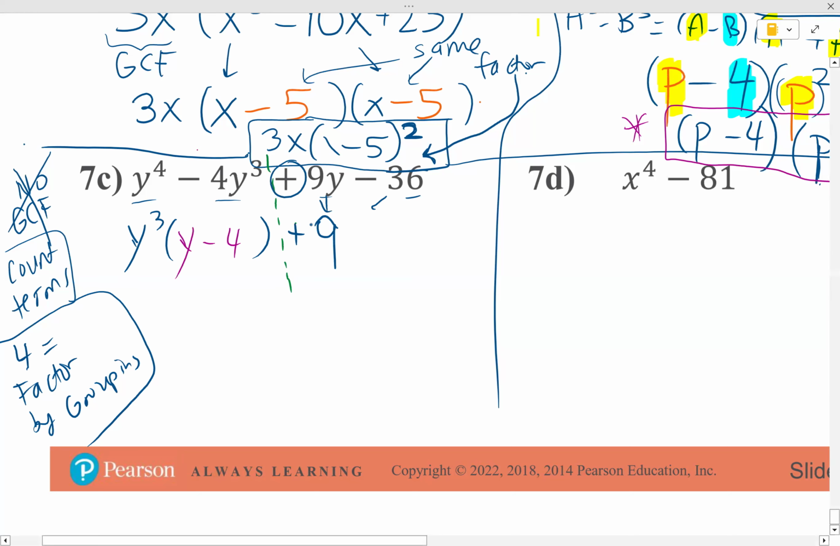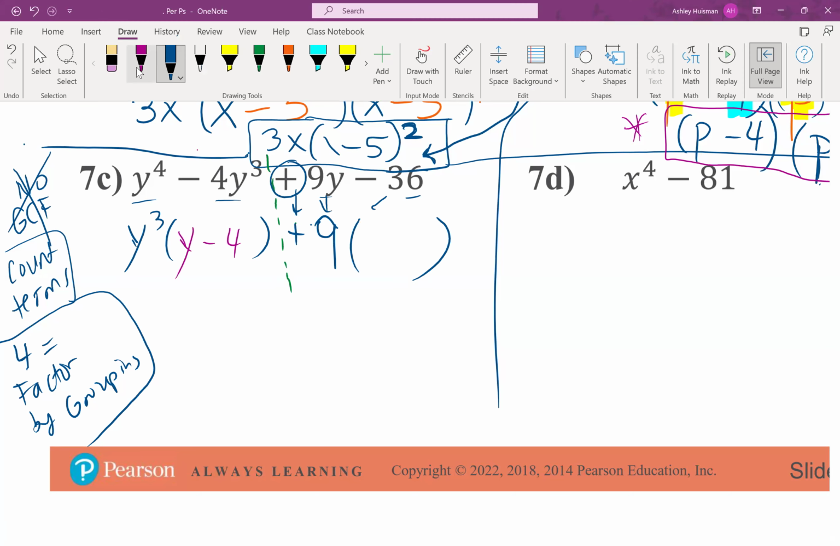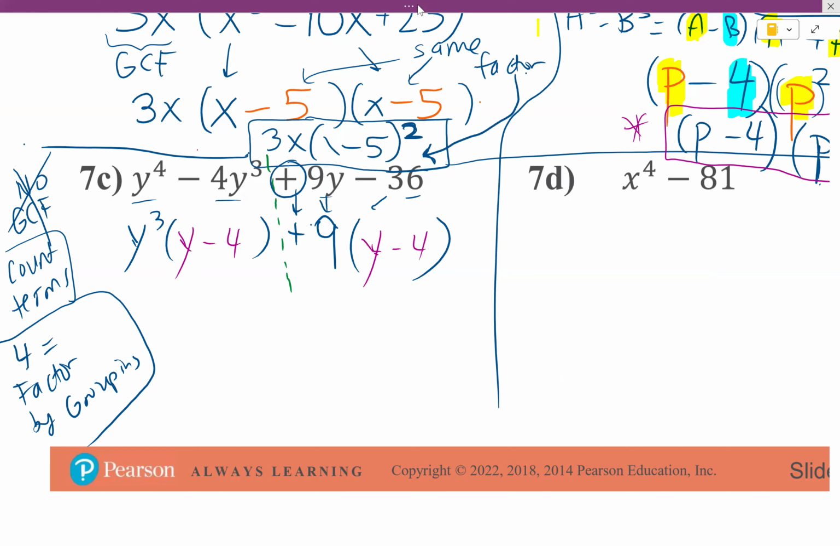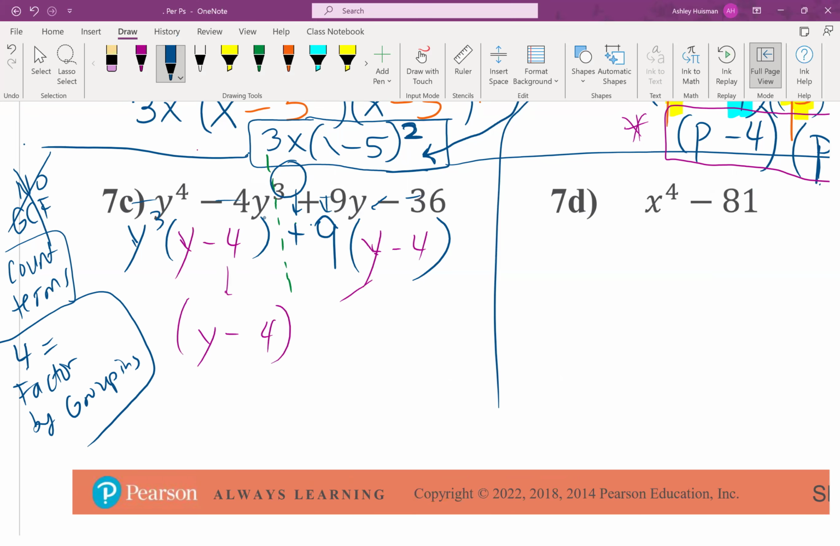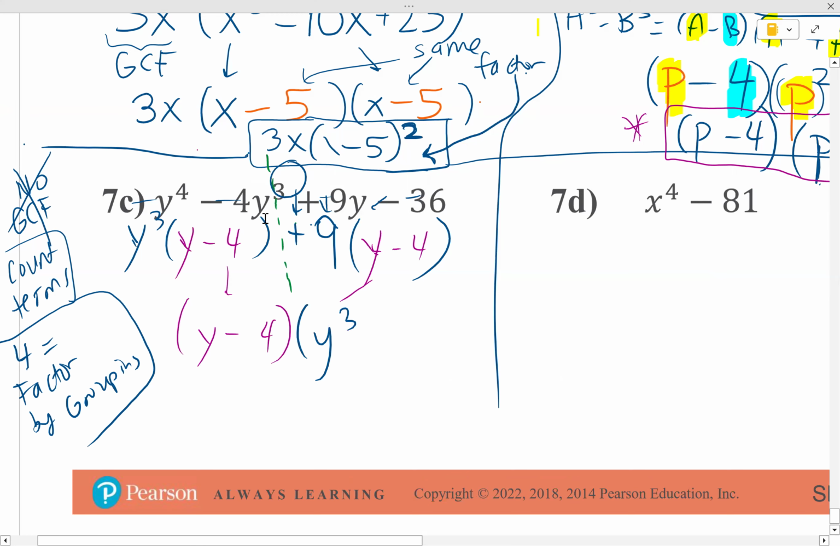I have to keep that sign, of course. 9 times what would give me 9y minus 36? I think I need y minus 4 there. Now if I take that y, and they're the same, that's a good sign. Y minus 4 is the same here and here. I'll take that out, and then whatever's left over, the dark blue stuff, y to the third here, plus 9. There we go. That's it.